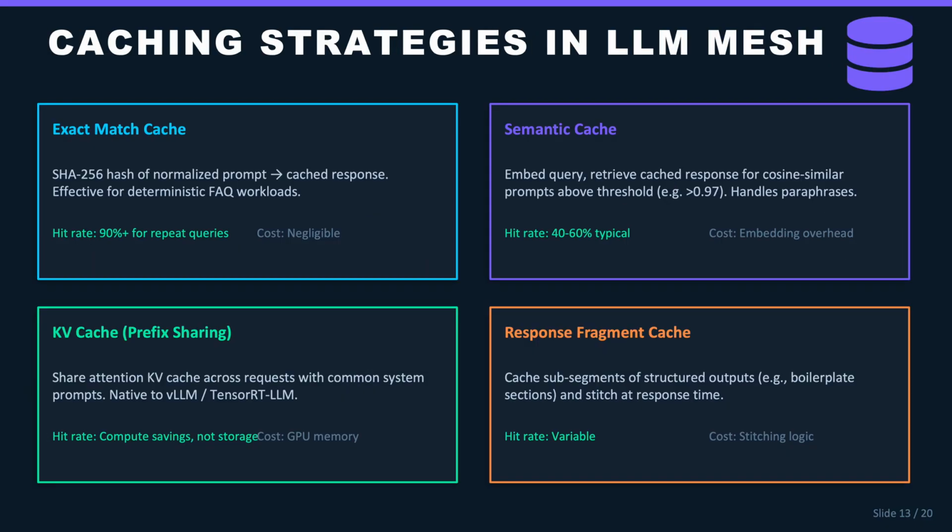Caching strategies. Caching is one of the most underutilized cost optimization levers in LLM systems. In a mesh, you have 4 distinct caching tiers that work together. The exact match cache computes a SHA-256 hash of the normalized prompt and returns cached responses for identical inputs. For deterministic FAQ and support workloads, this can achieve over 90% hit rates with negligible infrastructure cost.